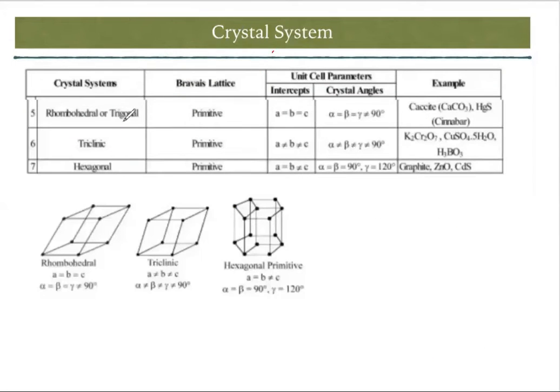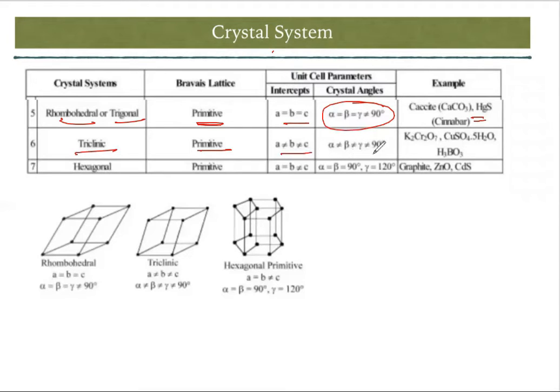Next one is trigonal or rhombohedral. The Bravais lattice possible is primitive. A is equal to B is equal to C. Alpha, beta, gamma are all not equal to 90. Example is HgS. You can write any of the examples. Next one is triclinic. The Bravais lattice possible is primitive. A is not equal to B, not equal to C.